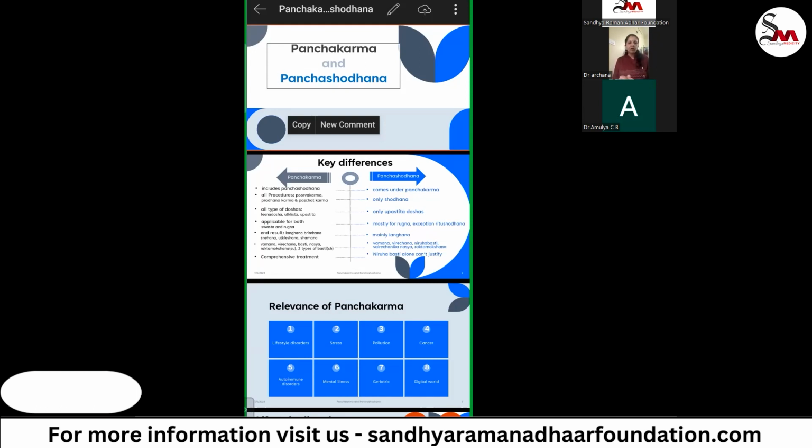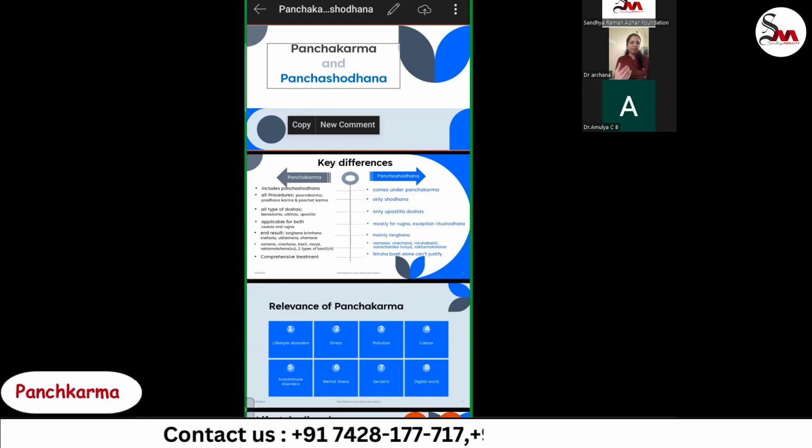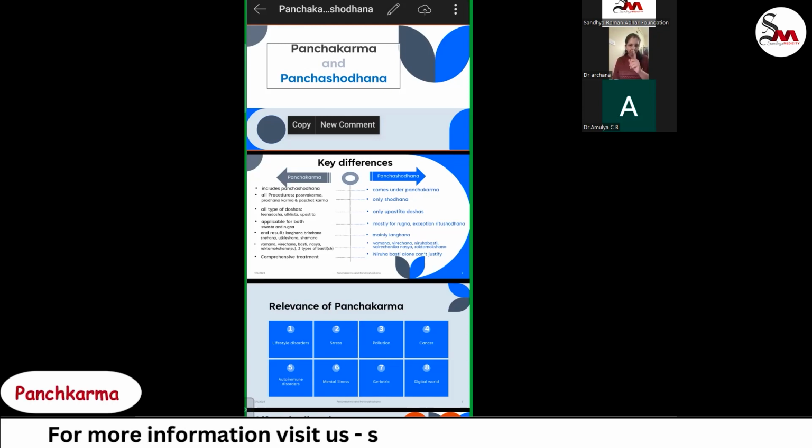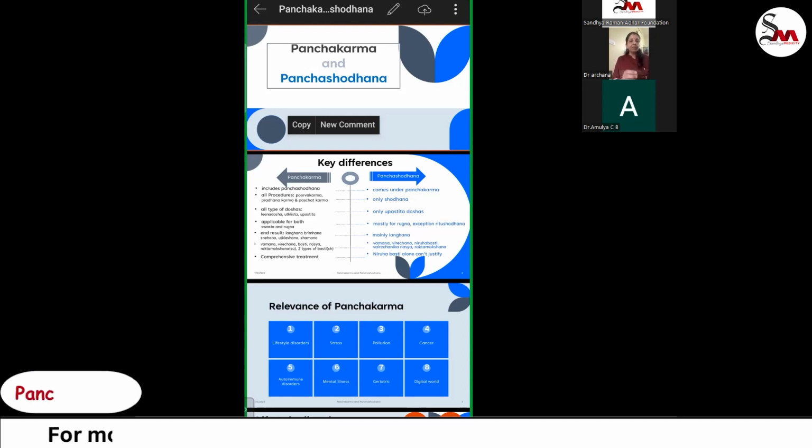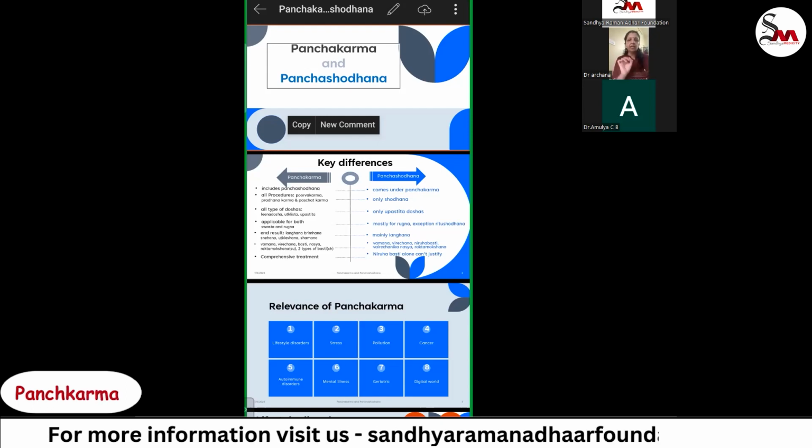Next point is all procedures, that is Purva Karma, Pradhana Karma, Paschat Karma, etc. For all karmas have been mentioned under Panchakarma. But in Panchashodhana, we see that the Purva Karma, Pradhana Karma and Paschat Karma of only Shodhana procedures have been included. And under the heading of Panchakarma, we see that we do this for all types of doshas: Lina dosha, Utklishta dosha, Upasthita dosha. But Panchashodhana is done only for doshas which are Upasthita in Koshta.